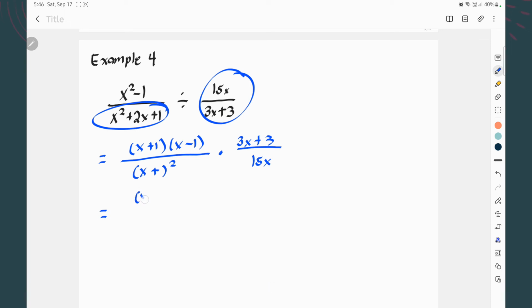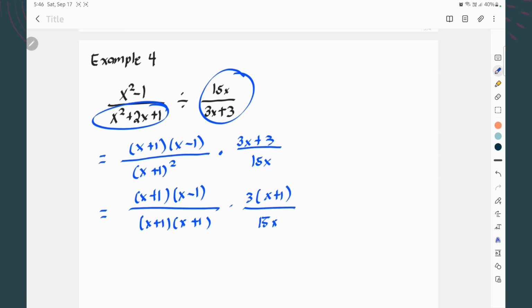I can go on factoring with that. So x plus 1, then x minus 1 over, I can expand this one. I forgot to write 1 there. So x plus 1 times x plus 1. Multiplying, so I have now 3, then x plus 1, then I have 15x. So I can cancel everything that I can cancel. So I can cancel this one. And what is left now? Okay, I can cancel as well 3 and 15, so I have now 5 here. So what is left now is x minus 1 over 5x. And this is now the final answer.